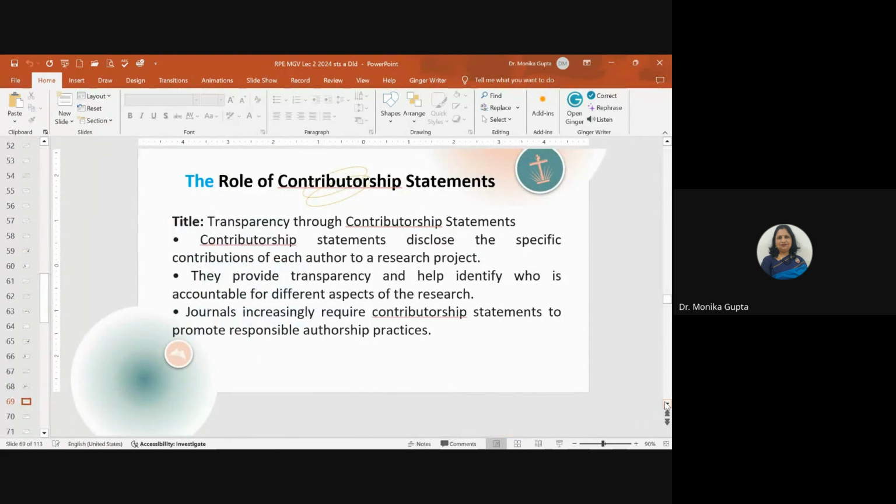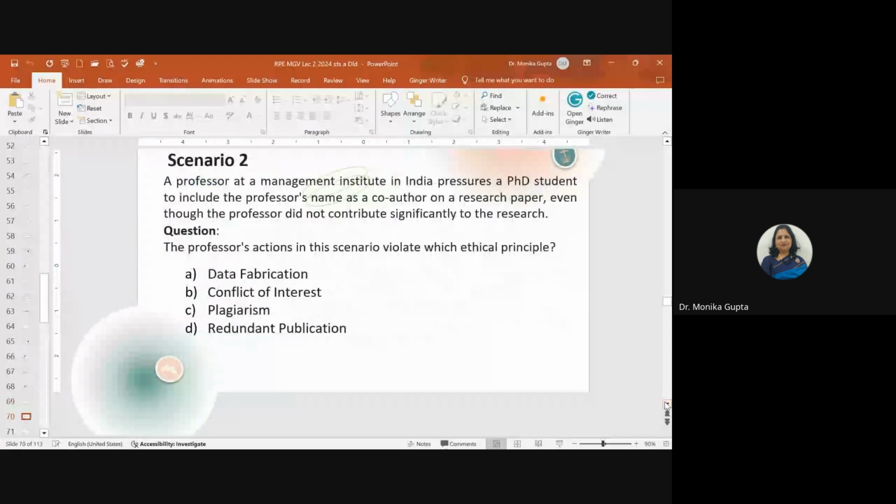So the role of contributorship statements. These disclose the specific contributions of each author to a research project, bring transparency, and journals also require such statements to promote responsible authorship practices. Now, a professor at a management institute in India pressurizes a PhD student to include the professor's name. And the professor has not contributed. So, this action of the professor violates which ethical principle?